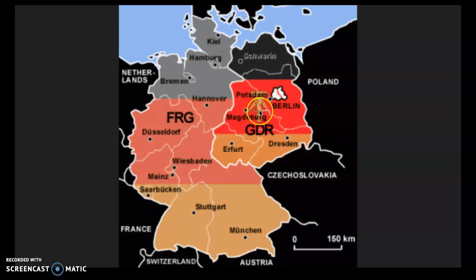So that leaves us questioning, well, where is the capital of Western Germany? That was in Bonn, which is not on this map, but it's right about here in between Dusseldorf and Wiesbaden.